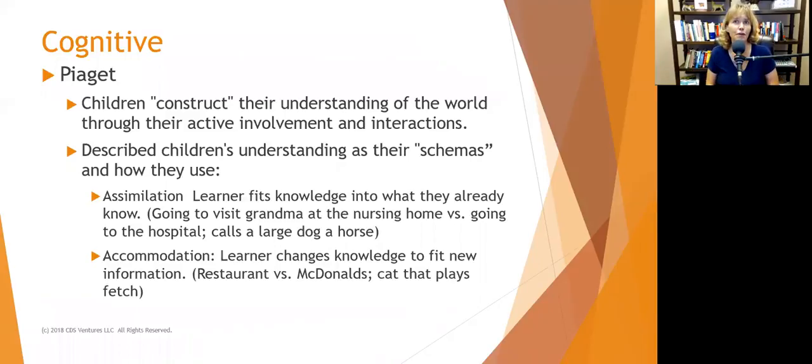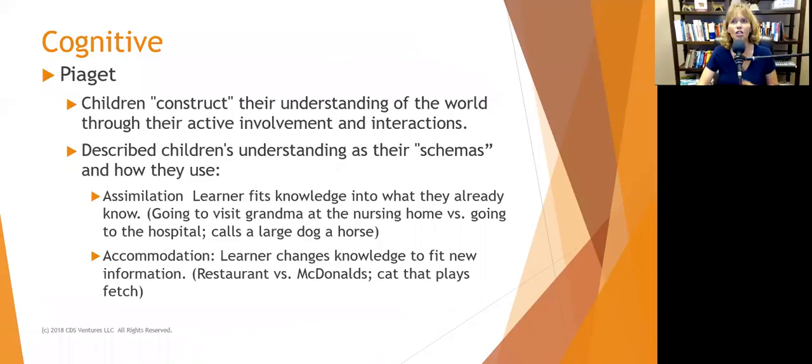Another example would be going to visit grandma at the nursing home versus going to the hospital, because a lot of times hospitals may seem like nursing homes. So when they walk in there, they're looking around, they're seeing nurses, they're seeing medical staff, and they might go, okay, I know how I'm supposed to behave here because this is kind of like a hospital.